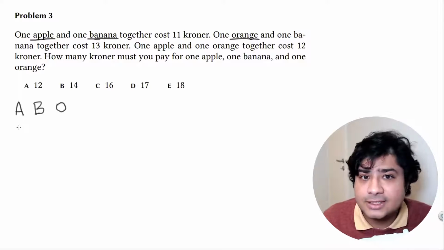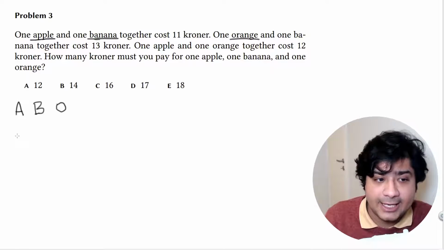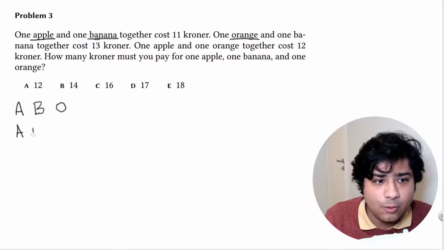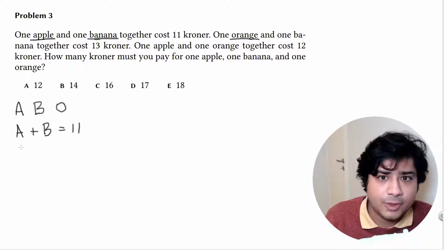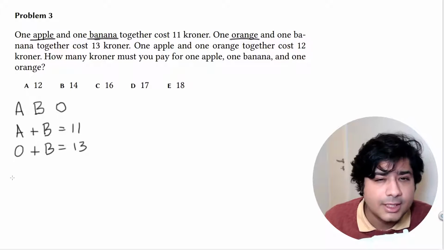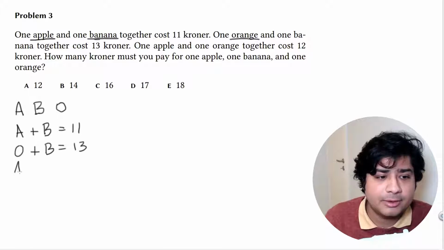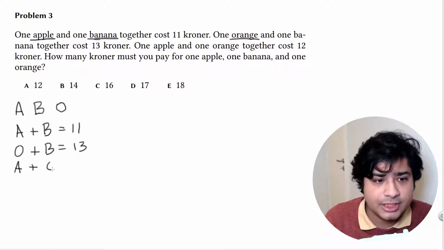So let's write the information that they're giving us. As they're saying, one apple, I'll just write that as A, and one banana together cost 11 kroners. I can write that like this. And then you have one orange, O, plus one banana costs 13. Then, of course, you have one apple and one orange together cost 12 kroners.